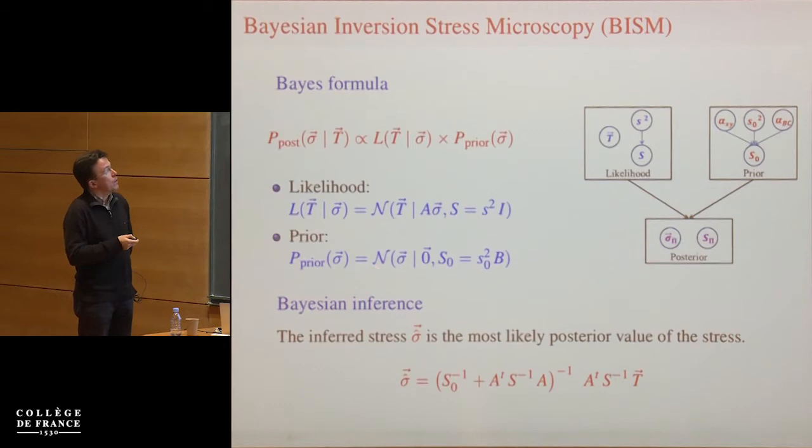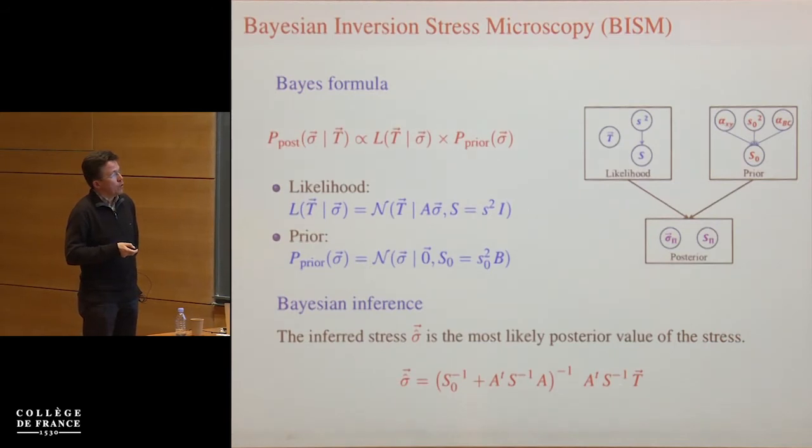When this Gaussian statistical hypothesis is made, we can in fact compute analytically the estimated stress as a function of the traction force data using A, the discretized version, the matrix that discretizes the divergence operator, and the covariance matrices of the likelihood S and of the prior S0.